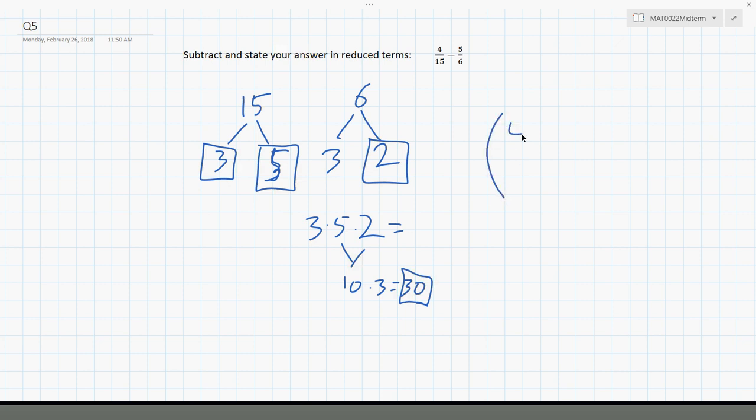So that means this whole fraction, 4 over 15, is going to be multiplied by 2. And what are we going to do with the 6? How are we going to get there? Right, we're going to multiply that one times 5. So we're going to multiply 5 over 6 times, come on.